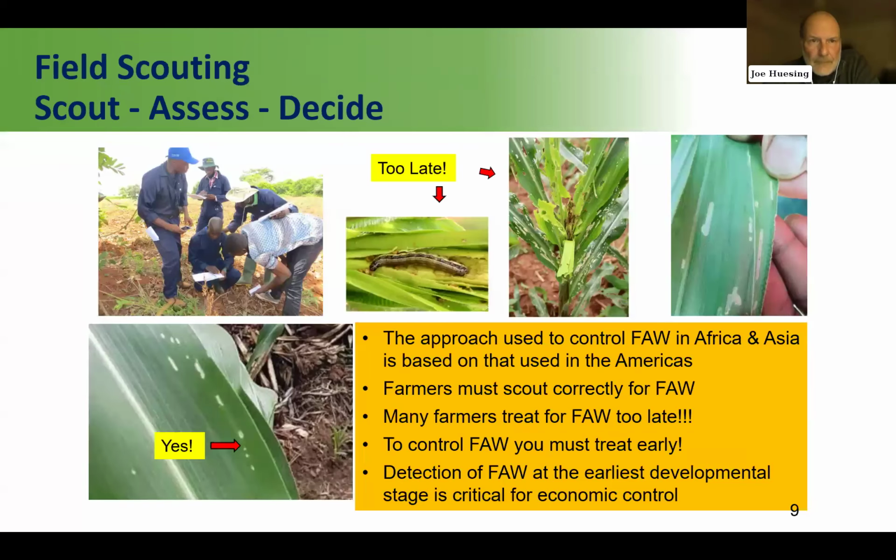Next slide, please. The key with this pest, if you're going to control it economically, is field level scouting. Farmers have to get out into the field. They have to assess whether the insect is present, and they have to decide how to act and when to act. And this process, as described in the manuals I said earlier, is based on that using the Americas. But you have to be able to identify this pest usually before you can actually see the insect. We teach farmers to identify the pest by the damage, not the actual insect itself. This is critical because this insect is actually pretty easy to control if you catch it early.